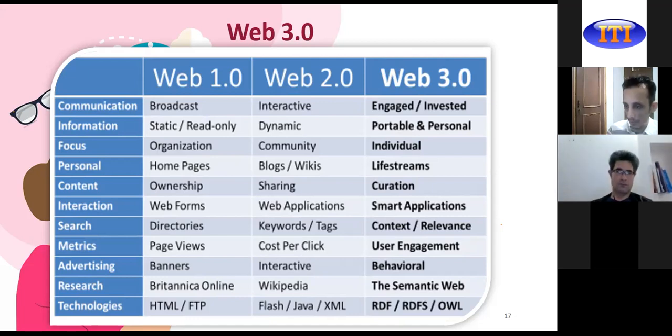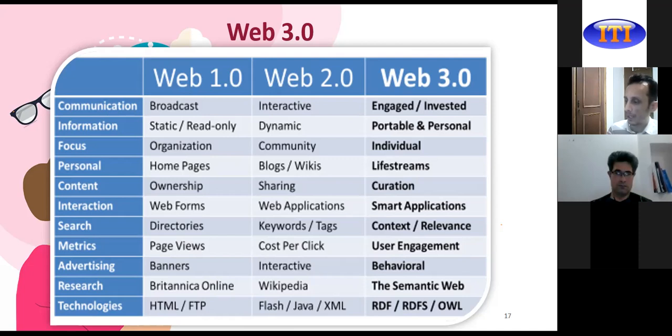Let's go through a couple of these. For example, take a look at the first one, communication. It was just broadcast. In Web 2.0, it was interactive, and now it is invested and engaged. Or let's take a look at the fourth category, personal. It was just home pages, and then we had blogs and wikis, and now I think it's live streams. It's just live streams. Like, for example, what we have nowadays, you can stream online videos and everything.